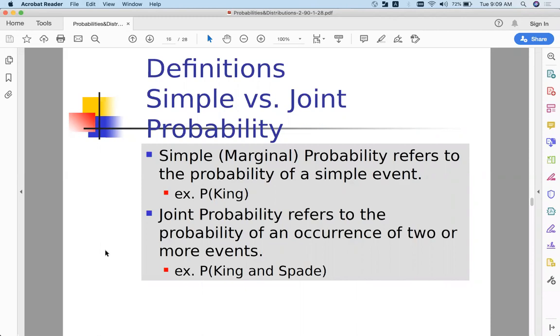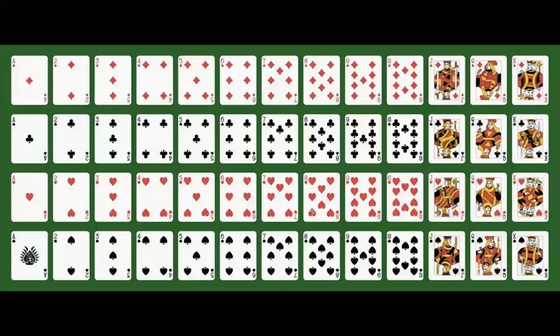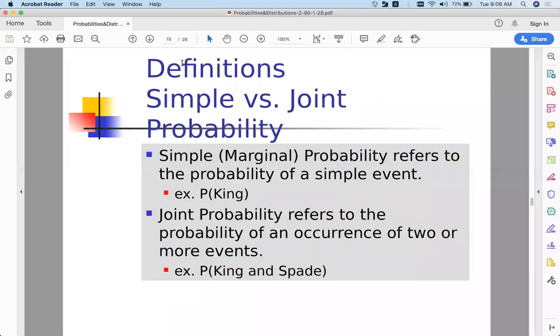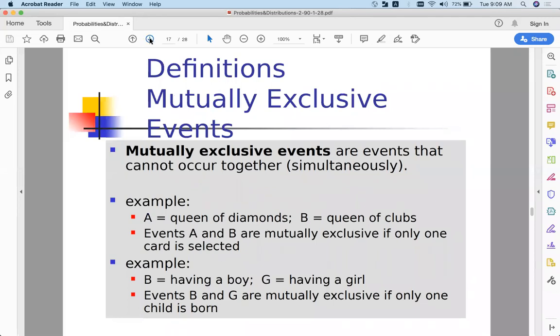Okay. Now what is this? So here we have definitions of simple and joint probability. The simple marginal probability refers to probability of a simple event, probability of king. Joint probability is basically king and spade. So how many? King and spade. There is only one spade king, the last one. So that is your joint probability.